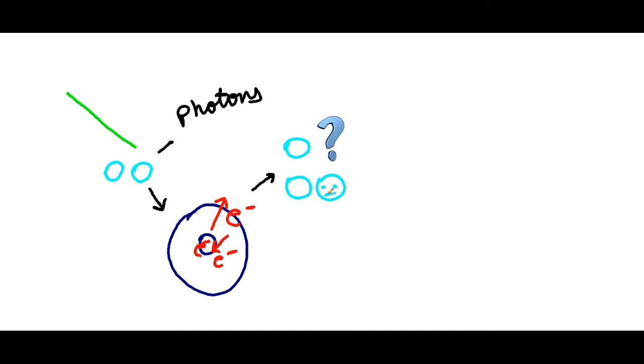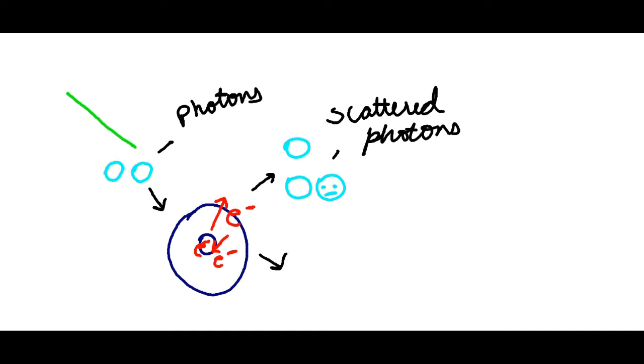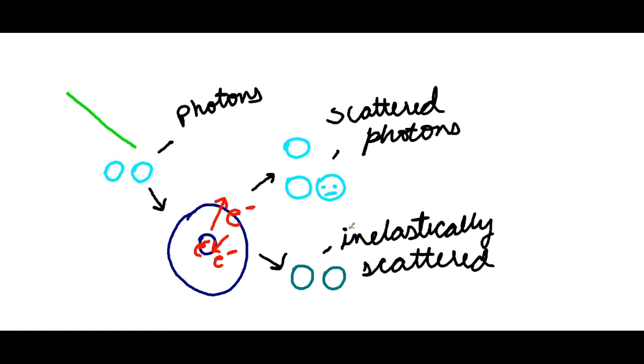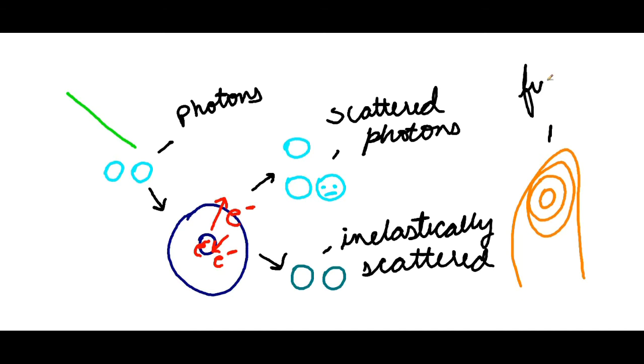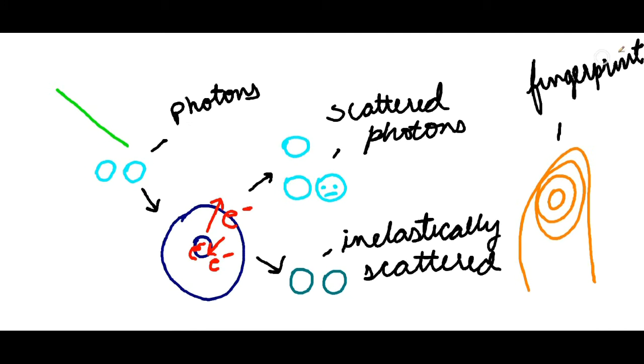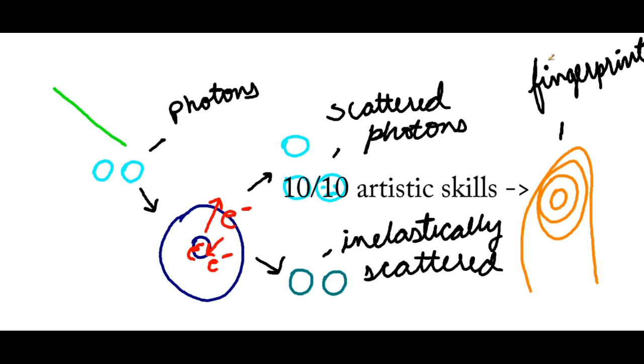Most of the scattered photons have the same energy, frequency, and wavelength as the original or incident photons. This is known as the Rayleigh scatter. A small percentage of the photons, however, are inelastically scattered. This means that the frequency and consequently the wavelength of these scattered photons are different from the incident ones. This shift in frequency is what is known as the Raman effect, and it is unique to each substance and therefore can be used as a fingerprint to identify specific materials.